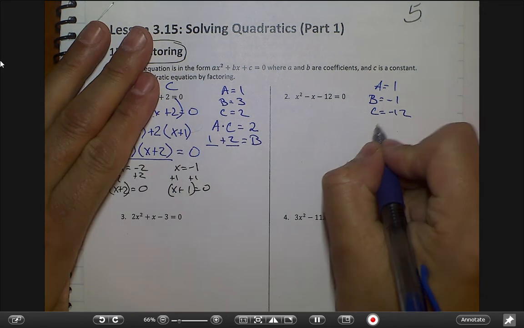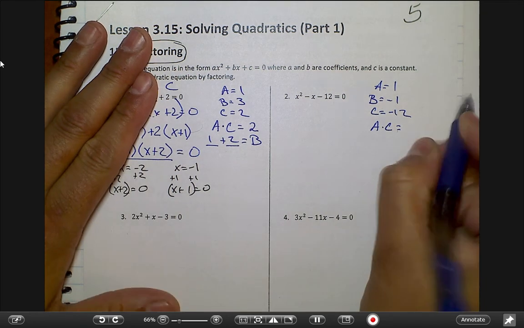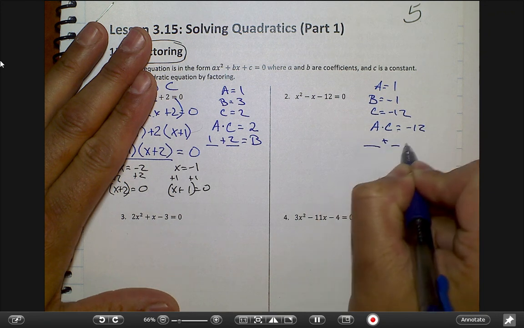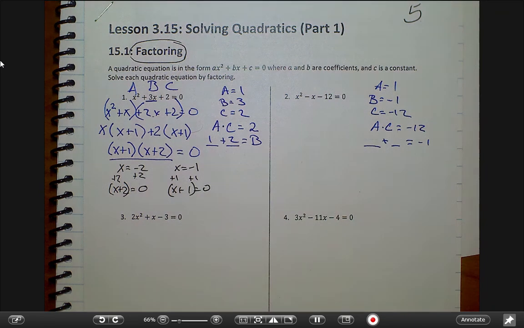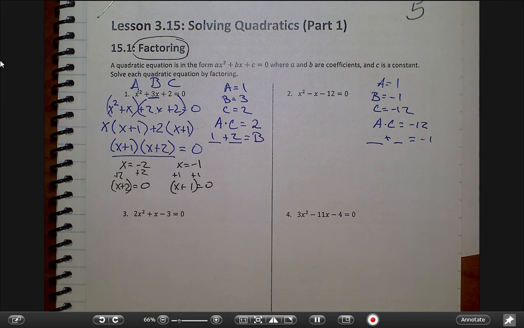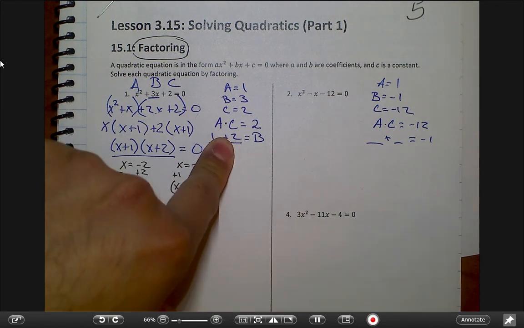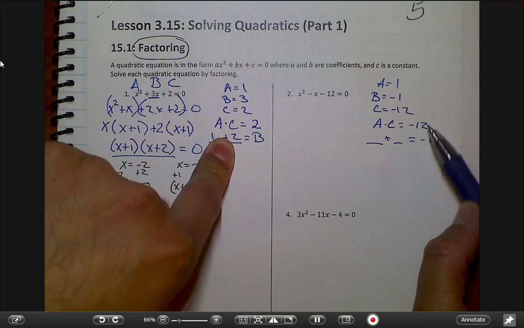All right. A times C, Salsa Bell, what do you get? A times C. Negative 12, thank you. All right, and negative 1. All right, Salsa Bell, what two numbers multiply to be negative 12, A and C, but add together to be negative 1? Wait, what was the question? I'm doing these steps over here. Two numbers that multiply to be negative 12, but add together to be negative 1.